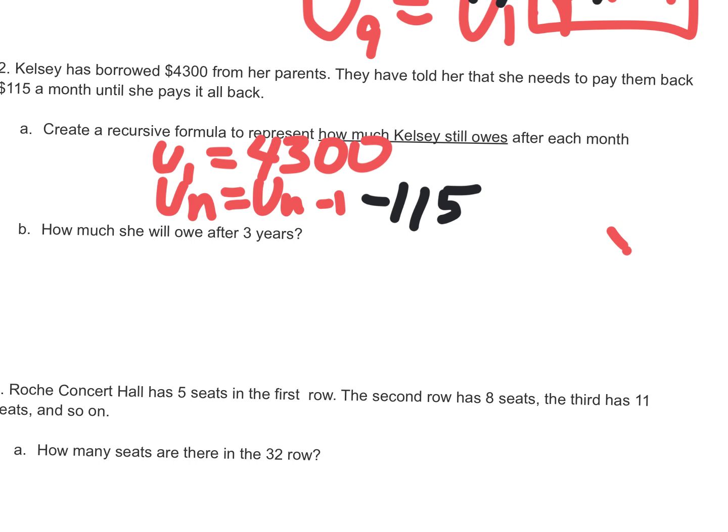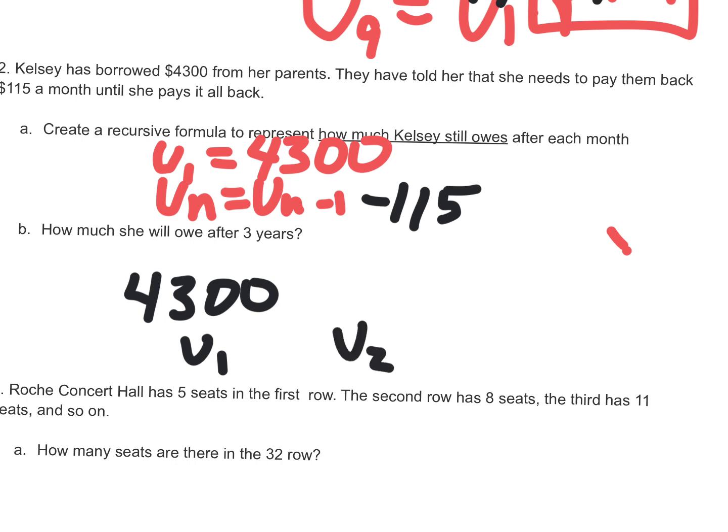Do you get at the beginning? She owes 4,300, so that's like U sub 1. After the first month goes by, that'll be month 2 with U sub 2. She will owe 4,300 minus 115. She's paid back 115 bucks. And it's 4,185. It's going to take forever to get this paid back.